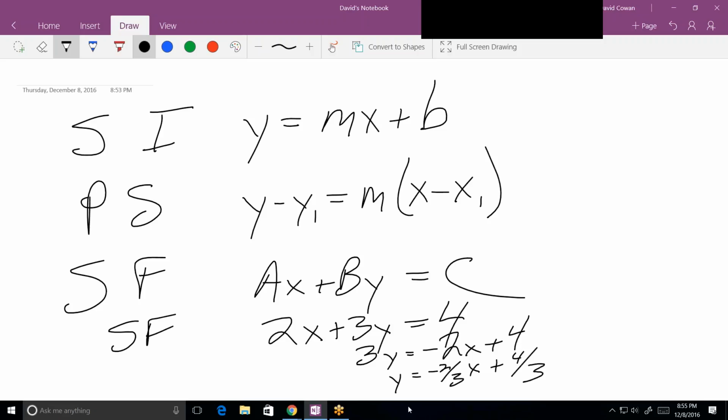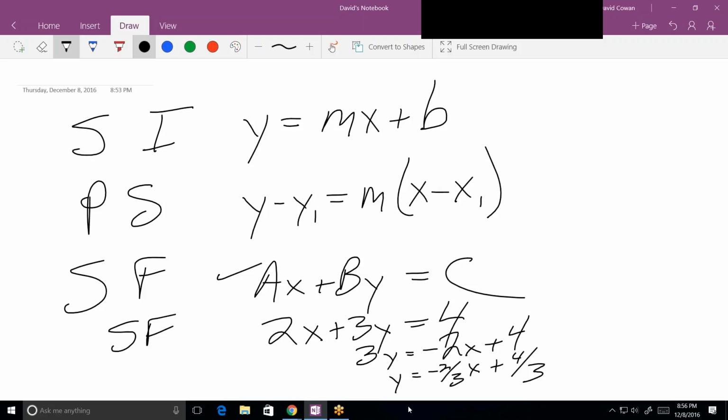So any of the three formats, if you get it in one of those formats, you can always convert it to the others. They don't generally give it to you in that format, but sometimes they do.